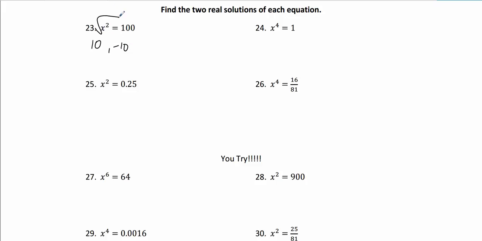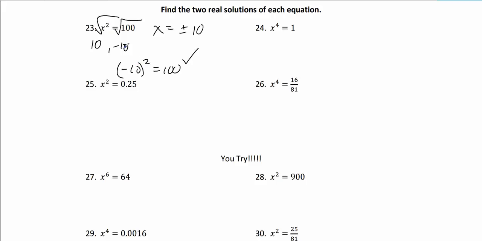If I take the square root of both of them, I get x is equal to plus and minus 10. Why do you get a negative? Some of you are like, what? That doesn't make any sense. Well, if I plug negative 10 into my equation, does negative 10 squared equal 100? Yes, sirs. So that's why it's also negative 10.